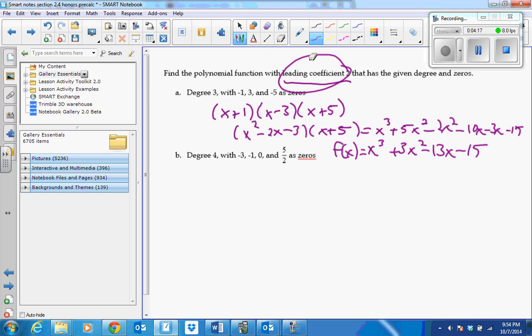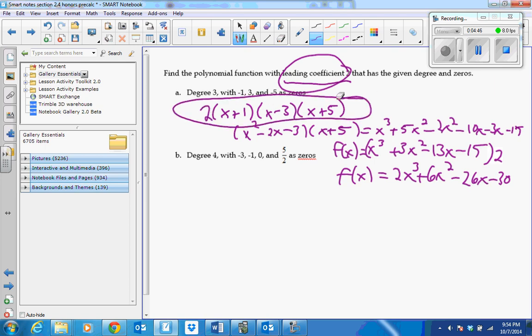right now is a leading coefficient of 2. So I'm simply going to multiply this whole thing by 2. And so we would get that f of x equals 2x cubed plus 6x squared minus 26x minus 30. And if I were to now work in reverse and factor this whole thing, it would end up factoring to this right here. So this would be our final answer.